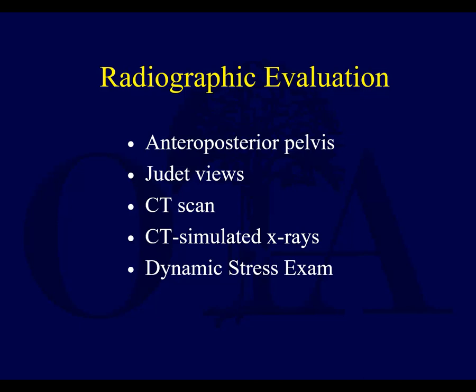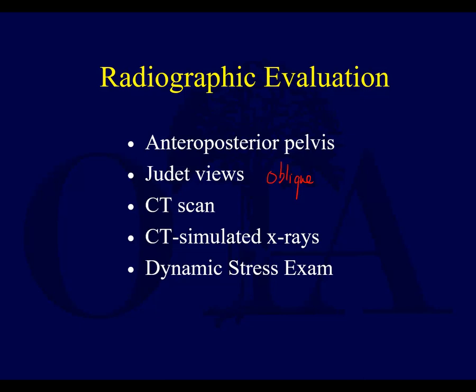So basic radiographic evaluation includes an AP pelvis X-ray, Judet views, which are oblique views, right? These are our obturator and iliac oblique views, okay? CT scans, which are critical for looking at the posterior part of the pelvis, but also the acetabulum, help to show comminution, marginal impaction, for instance, and also help us to better understand fracture patterns.